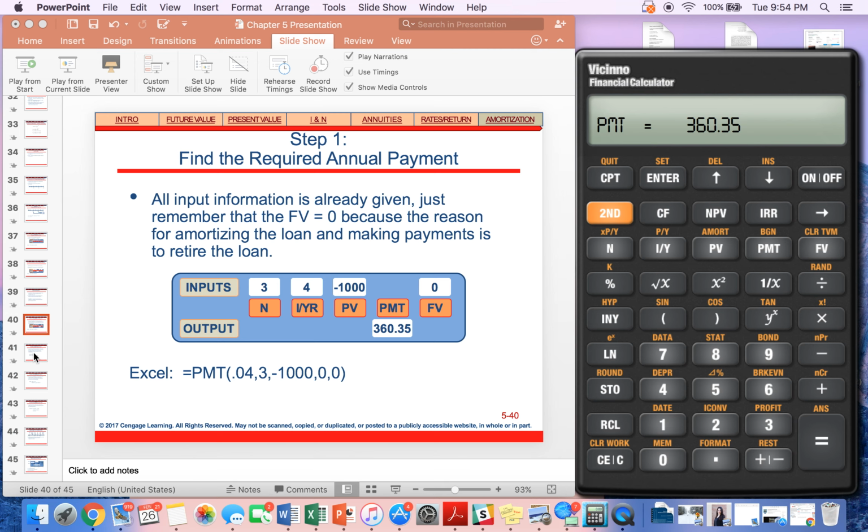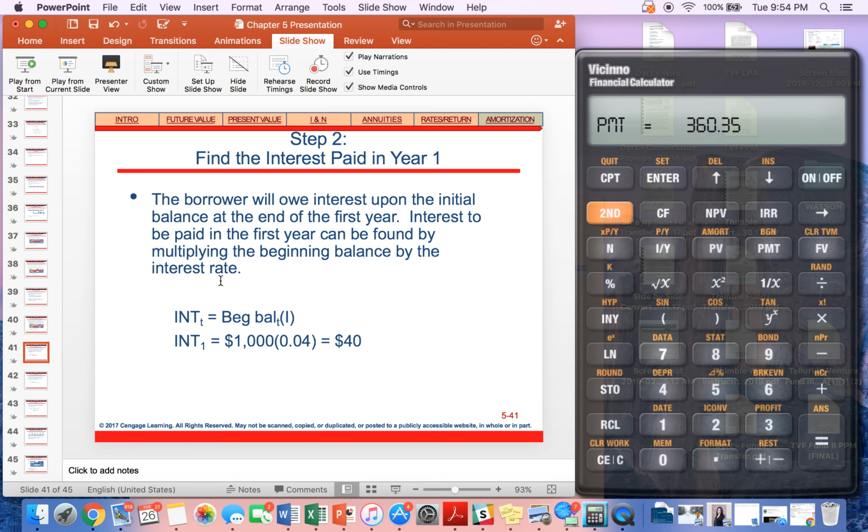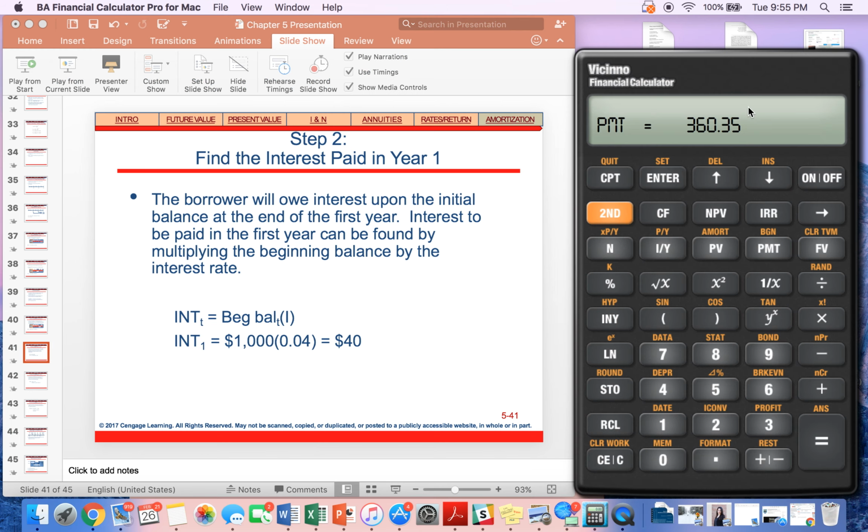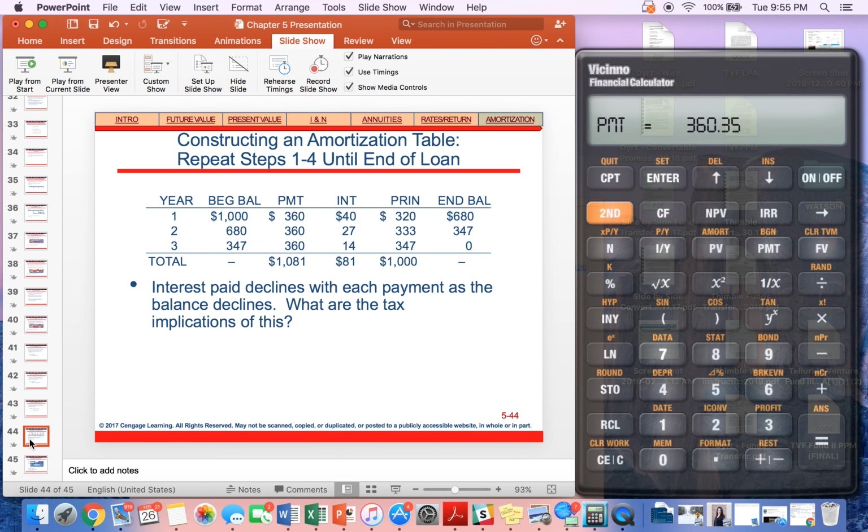So let's go to slide 41 here. So that was step 1, is finding our payment. Step 2 is finding the interest paid in year 1. So I think it's easier to actually look at the amortization schedule first and then go back through each of these steps to calculate that. So let's go to slide 44 and let's actually look at this amortization schedule, okay?